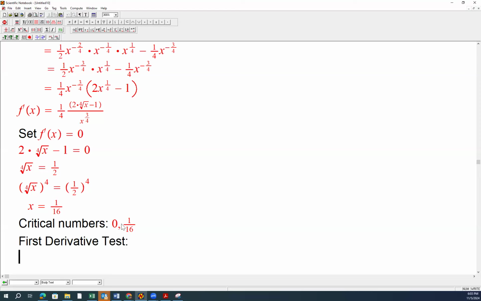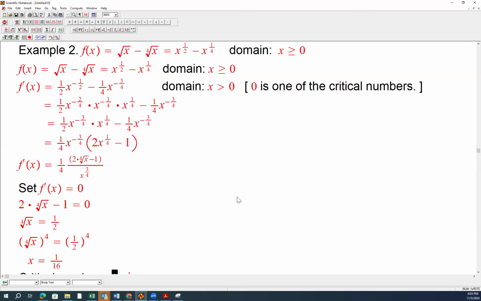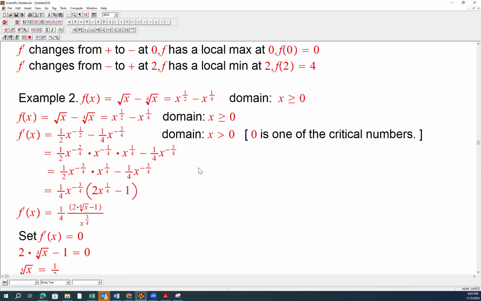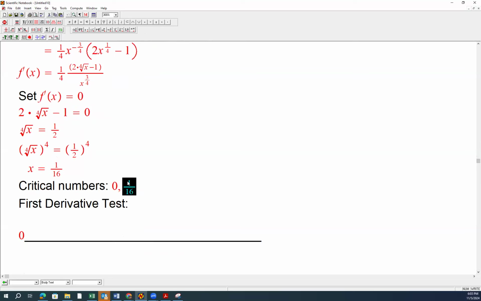We do the first derivative test. Knowing that 0 is not in the domain of the derivative, we're going to have this number line, and this number is 0, but 0 is not in the domain of the first order derivative, but it's a critical number. And the other number is 1/16.